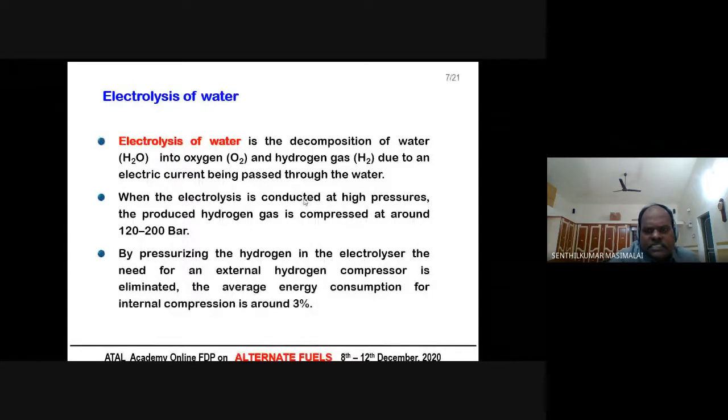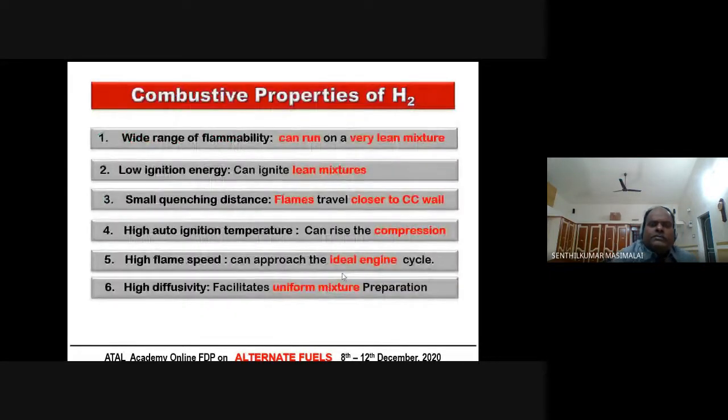Next, let us discuss the important properties of hydrogen. Very important properties. If you look at the properties of hydrogen, hydrogen has extremely unique properties. Unique means totally different from other hydrocarbon fuels. For example, the flame speed of hydrogen is the highest flame speed of all the fuels. Like that, hydrogen has unique properties.